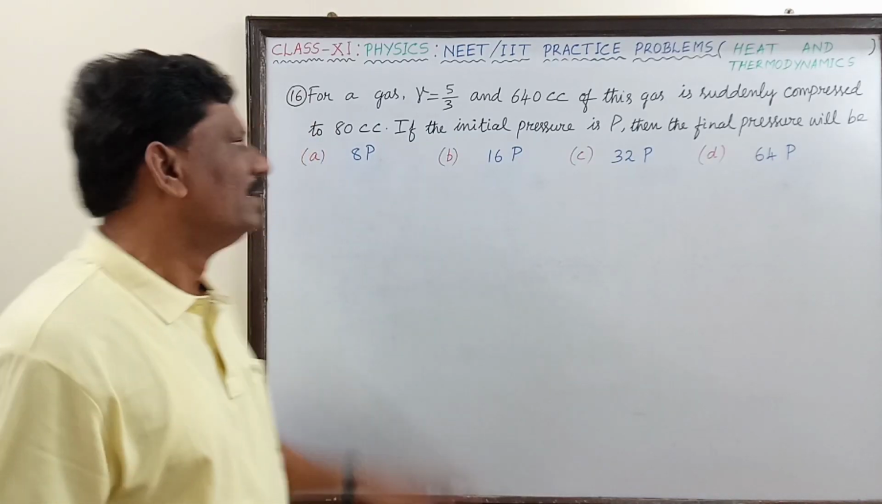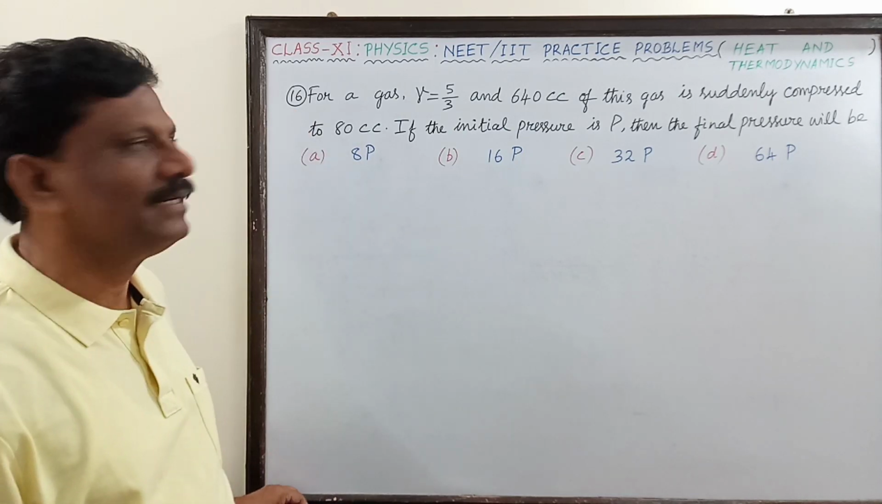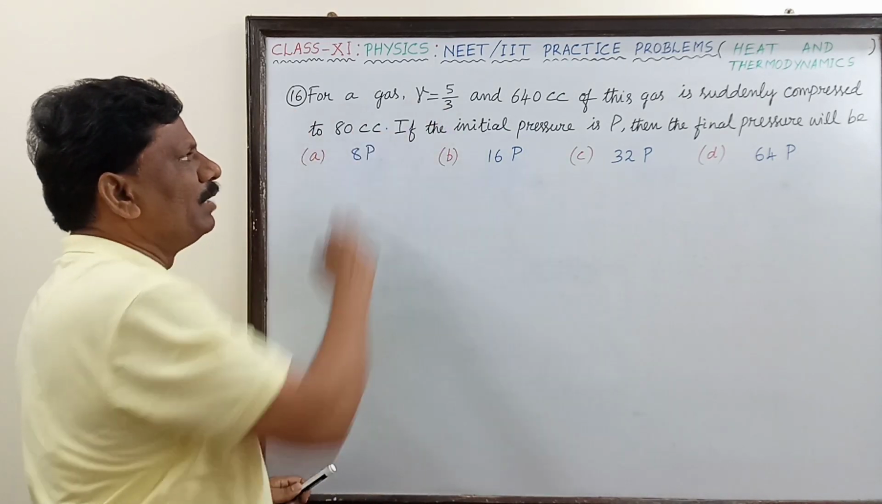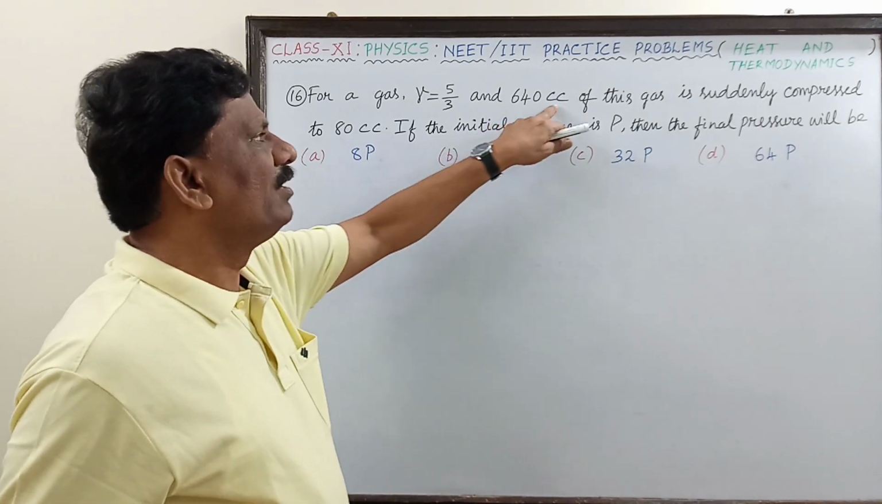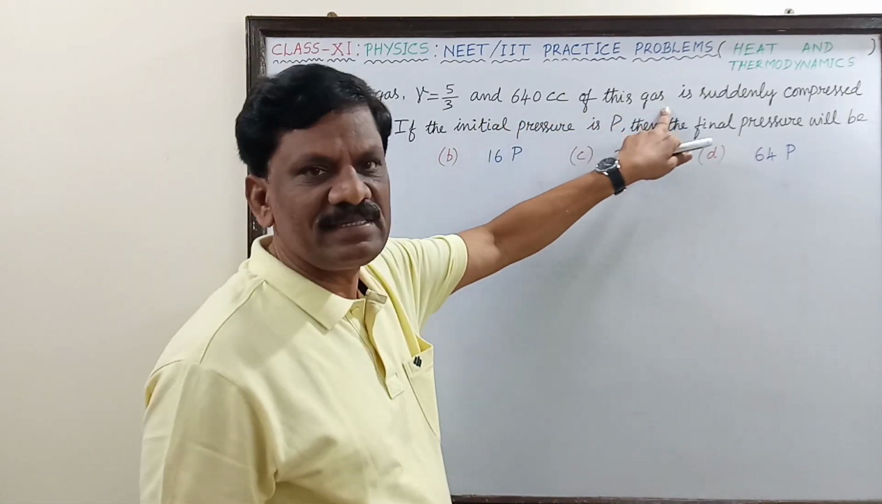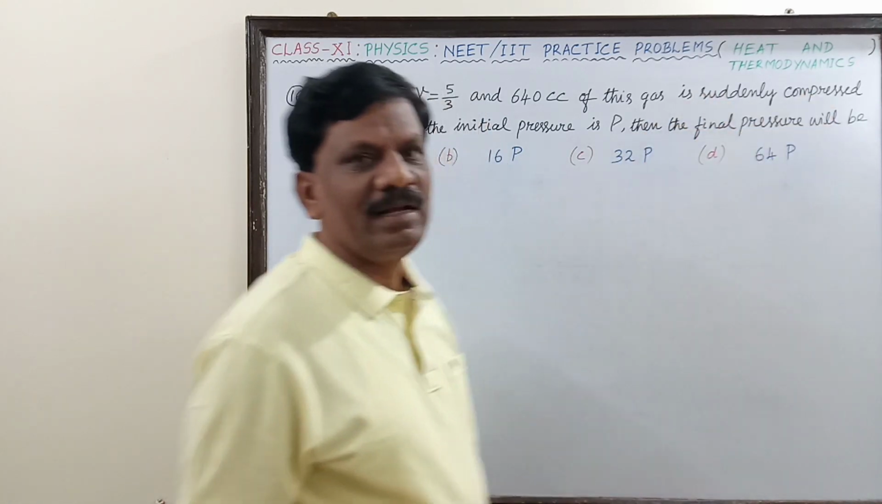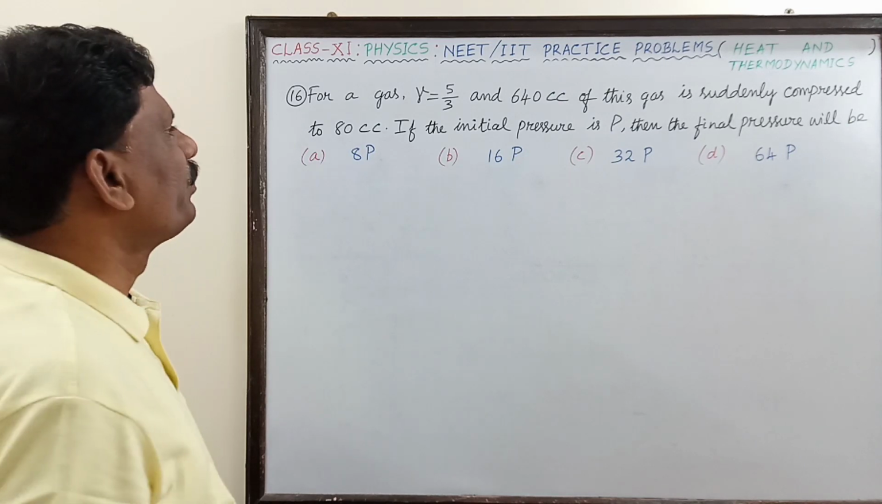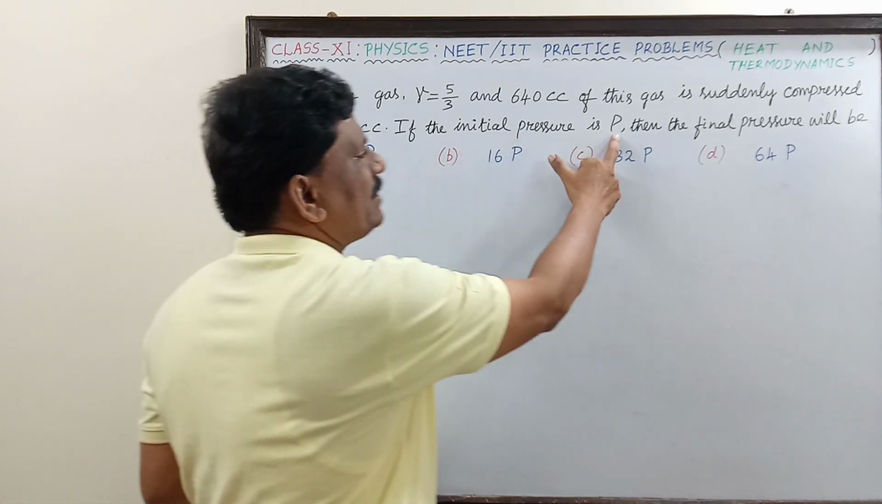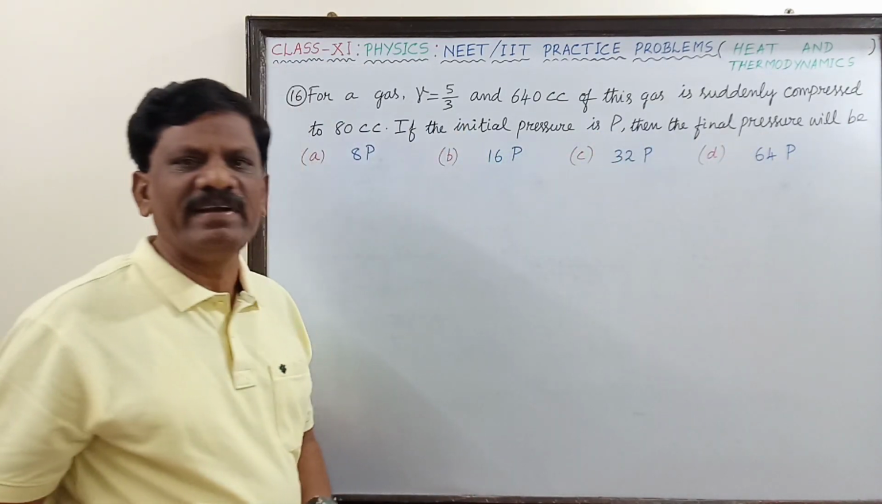Hi students, MCQ number 16. For a gas, gamma is equal to 5 by 3, and 640 cubic centimeter of this gas is suddenly compressed to 80 cubic centimeter. If the initial pressure is P, then we have to find the final pressure.